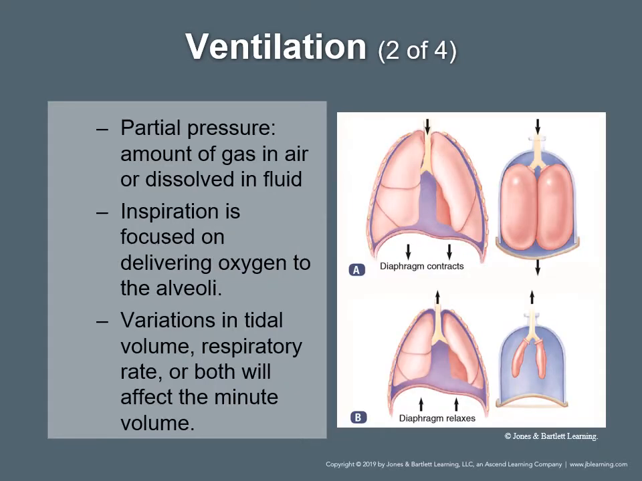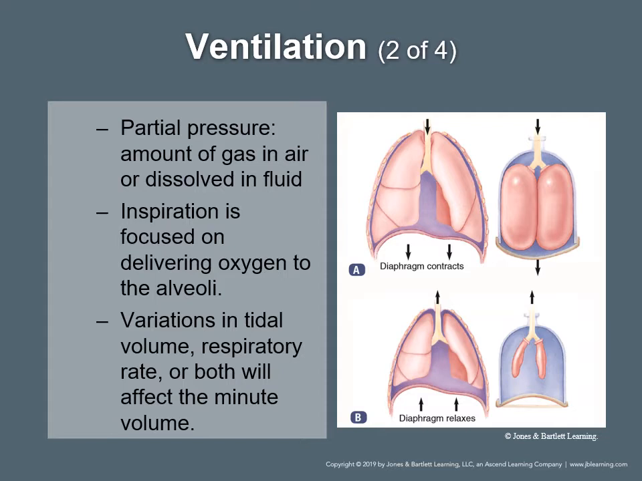Partial pressure describes the amount of gas in air or dissolved in fluids such as blood. It is measured in millimeters of mercury. The body attempts to equalize the partial pressure, which results in oxygen diffusion across the membrane into the blood.